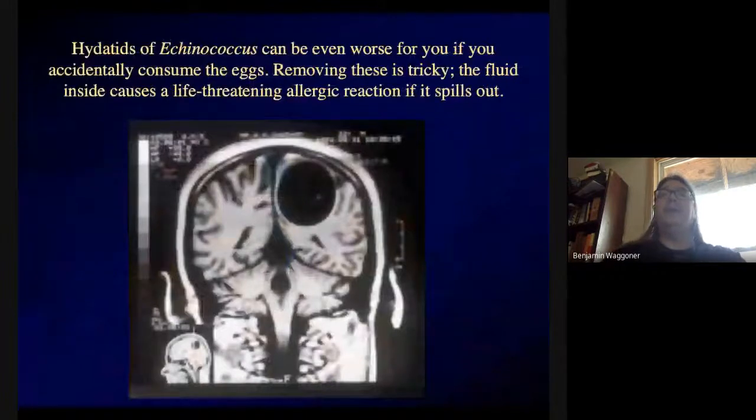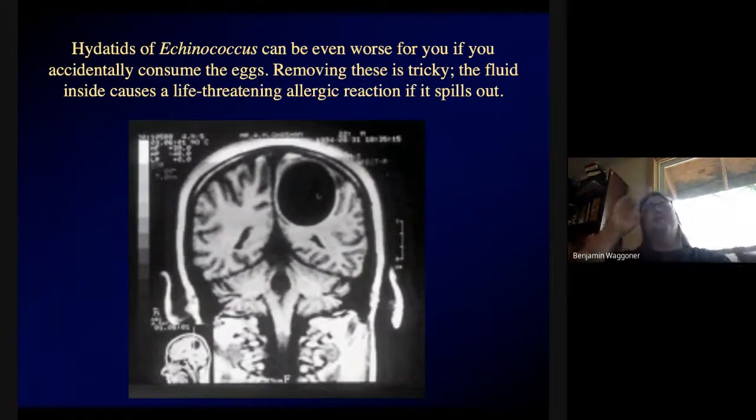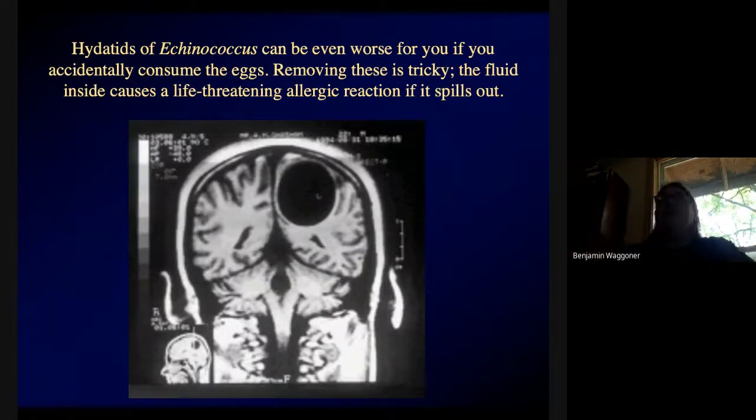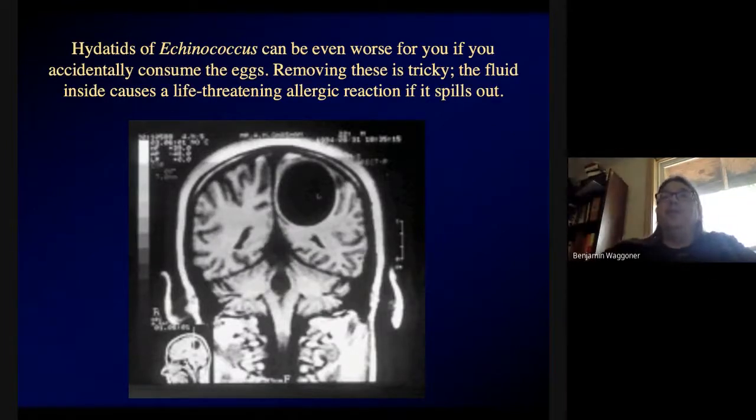Echinococcus is particularly dangerous because if you eat an egg, it'll form a hydatid, one of those giant cysts that buds off little cysts that bud off lots of little scolices. And this is what one of these looks like on a CAT scan.